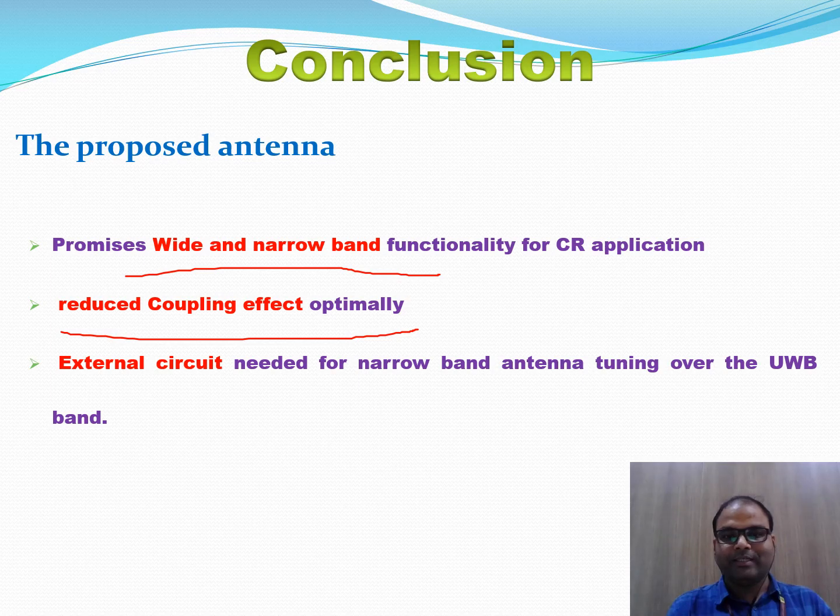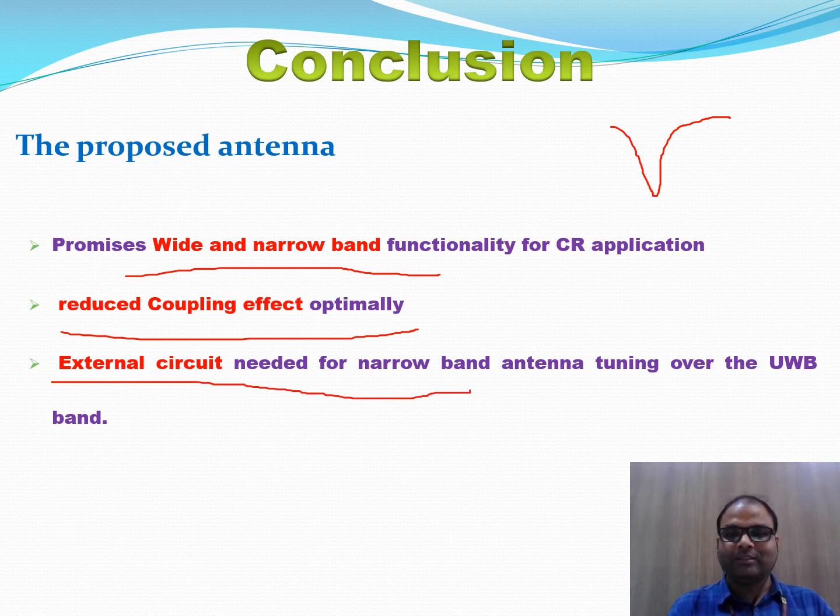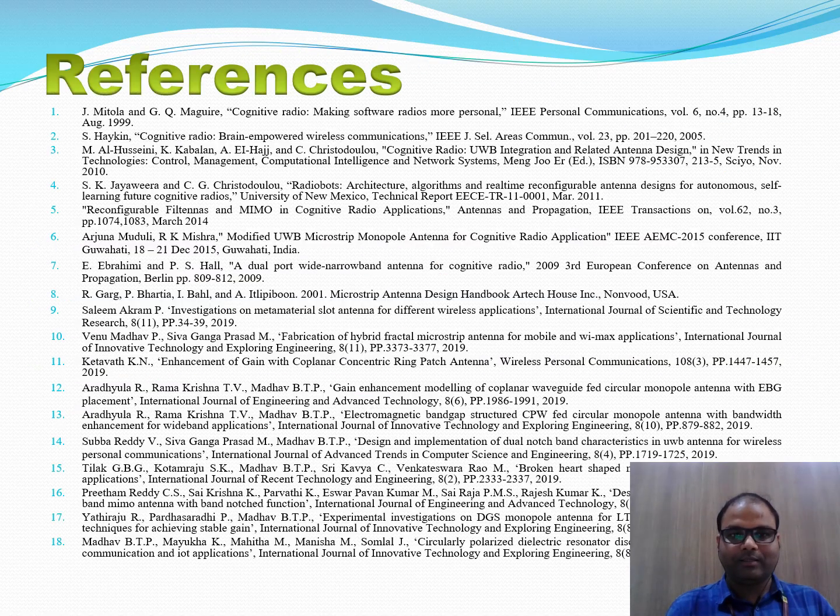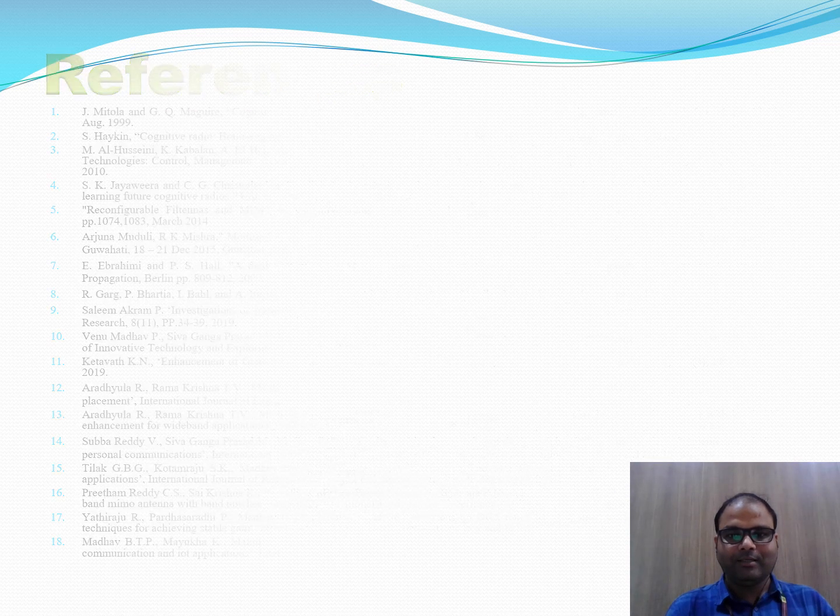Then an external circuit is needed. Now we got only one narrowband at 10.5, but I want to change it to cover 3.8 to 12.75. So we have to use one external tuning circuit so that it could be tuned. That means we can make it a reconfigurable antenna. But in this conference paper I have not given that reconfigurability here. So this much only, and the references are here.